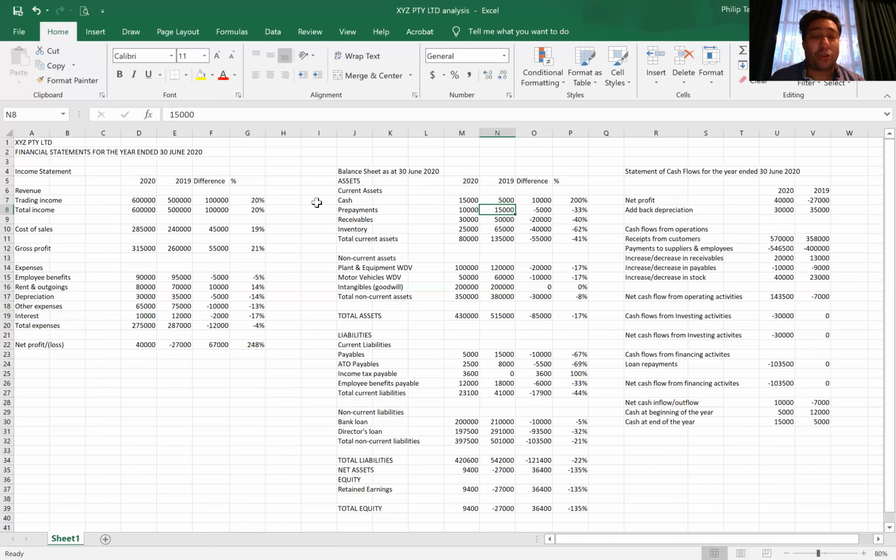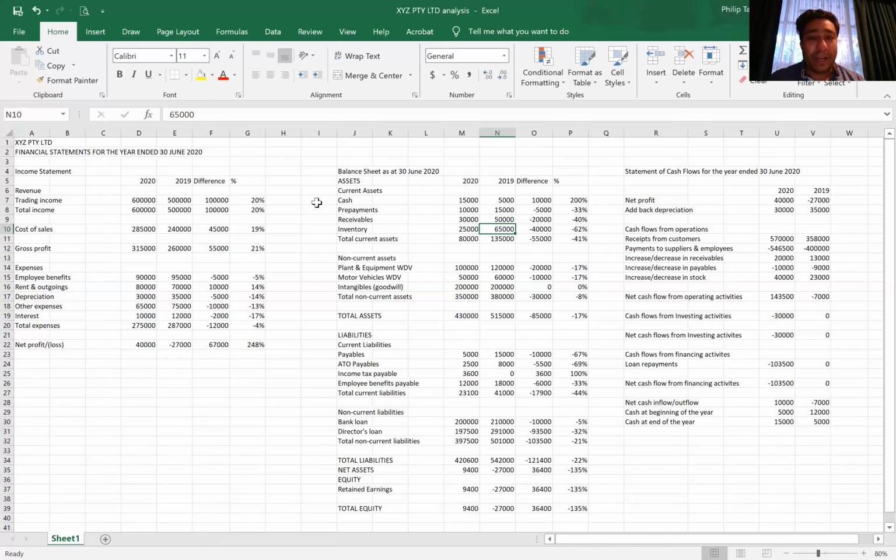Now, these prepayments could be prepaid expenses that the company apportions over a number of months or a number of years, and then slowly takes out of prepayments and puts it into the income statement. Receivables are your trade debtors. So in 2019, they were $50,000. In 2020, it's $30,000. That could be a good thing because we see debtors reducing, which means one of two things. The first thing, the company has collected more money from its customers, or two, bad debts have been recorded, which is not a very good thing.